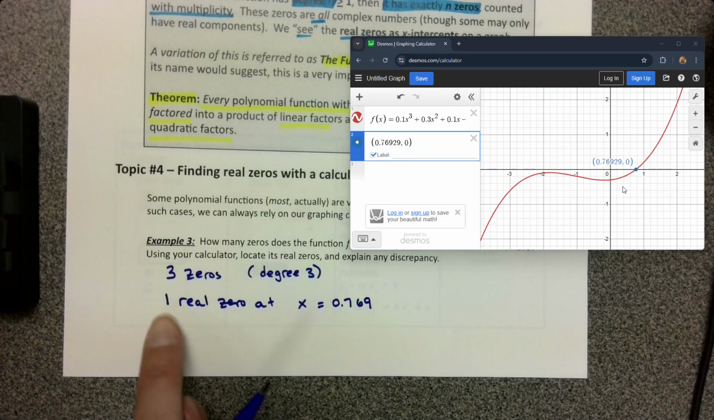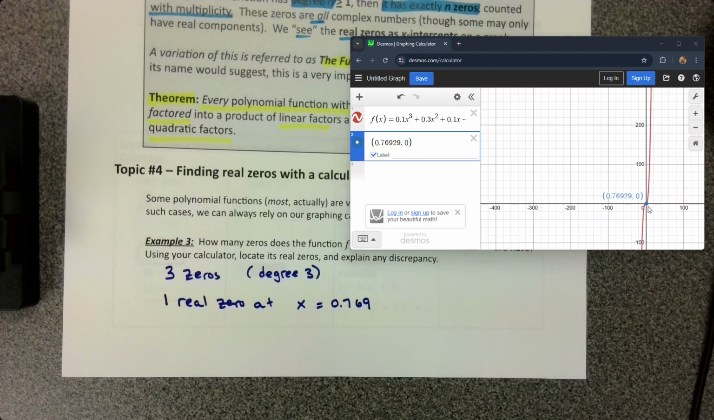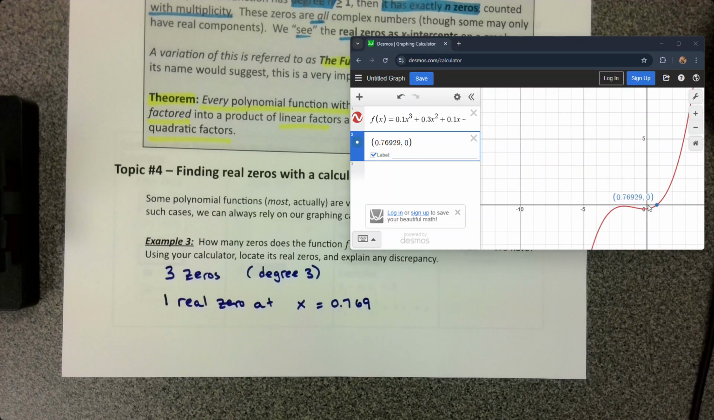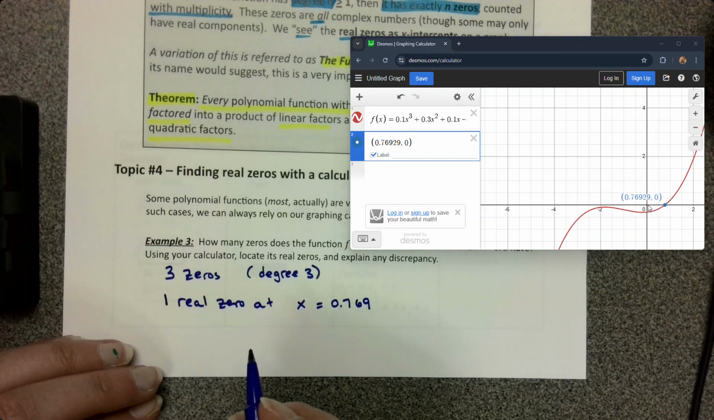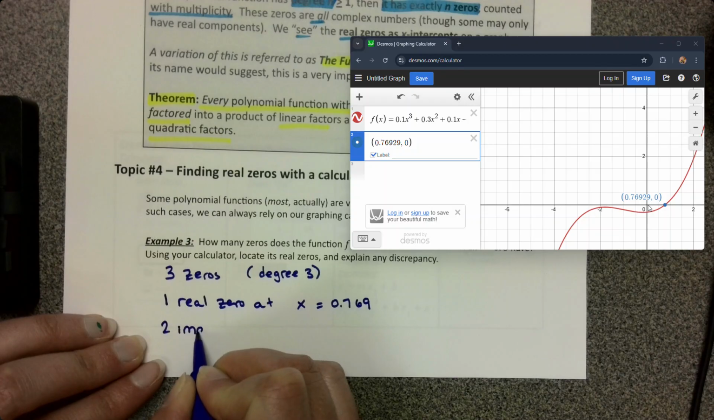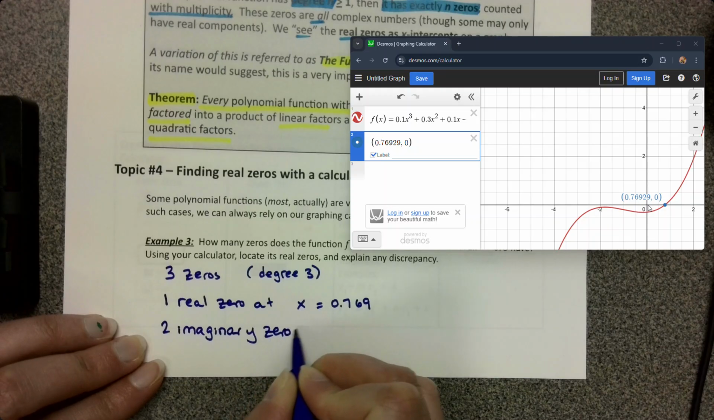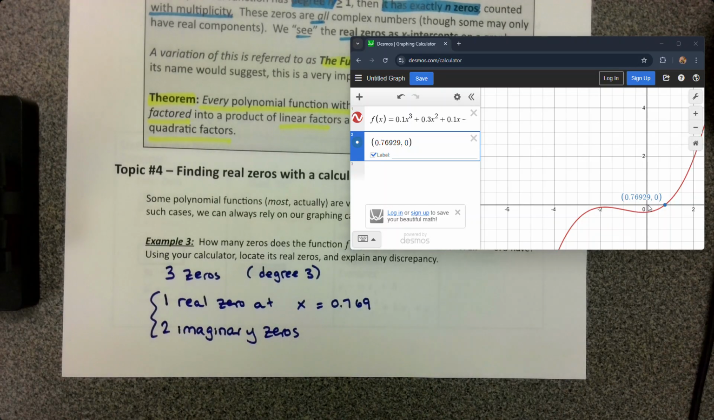Because I can see it, I know that it's real, but there certainly are 3 zeros, so the other 2 that I can't see, I'm pretty sure they're not just somewhere else. This function doesn't turn around later out of the window that I was originally looking at. So the other 2 that I'm not able to see must be imaginary. I don't know them. I would need to use a different method in order to attempt to find them. There's only one real zero I'm able to find using the calculator.